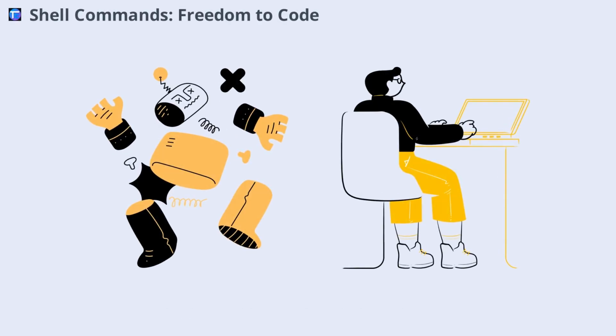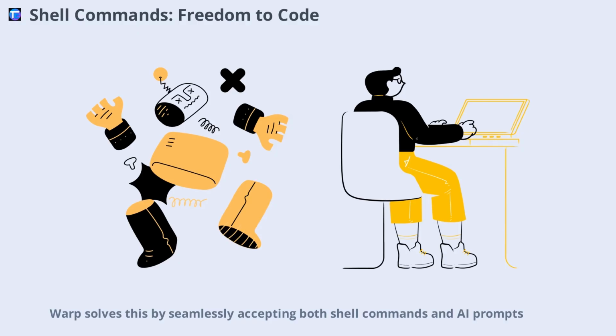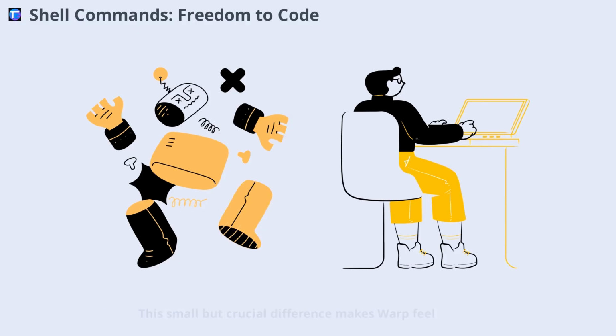For developers with years of terminal experience, being able to use familiar shell commands is essential. Claude Code often misinterprets these as prompts, leading to confusion and inefficiency. Warp solves this by seamlessly accepting both shell commands and AI prompts, allowing you to switch contexts without breaking your workflow. This small but crucial difference makes Warp feel more like a natural extension of your coding habits, rather than a tool you have to adapt to.